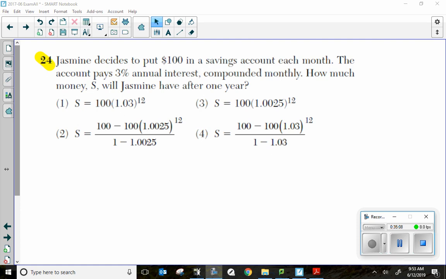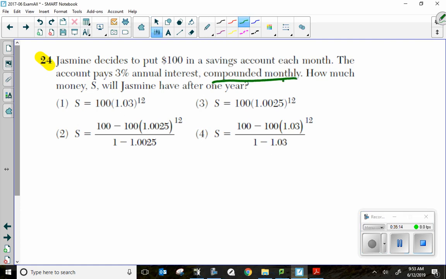The account pays 3% annual interest rate, compounded monthly. As soon as something is compounded more than once a year, we have a K value. K is 12. That's how many times a year your interest rate is compounded. Monthly, there's 12 a year. How much money will Jasmine have left after 1 year? This is also dirty pool in my mind because they never ask things like this. It drives me crazy. And I'll explain at the end.